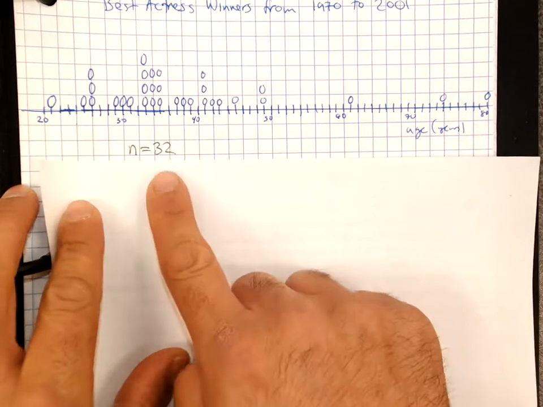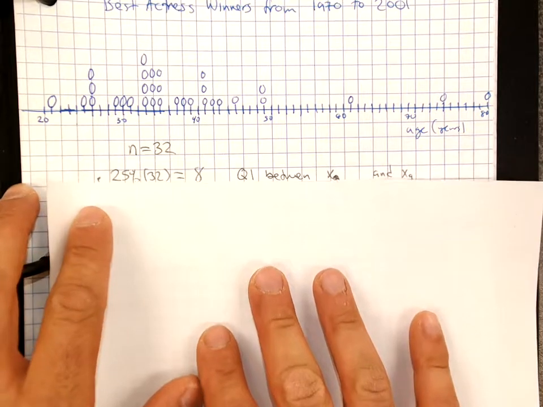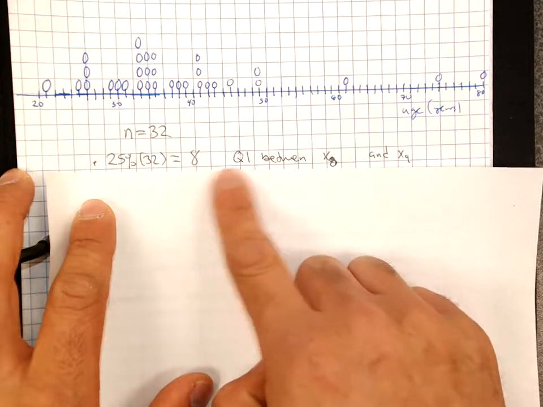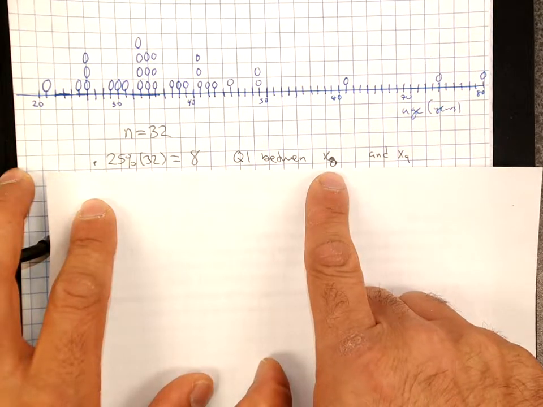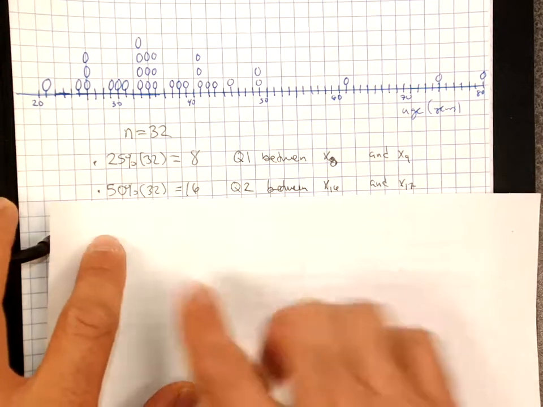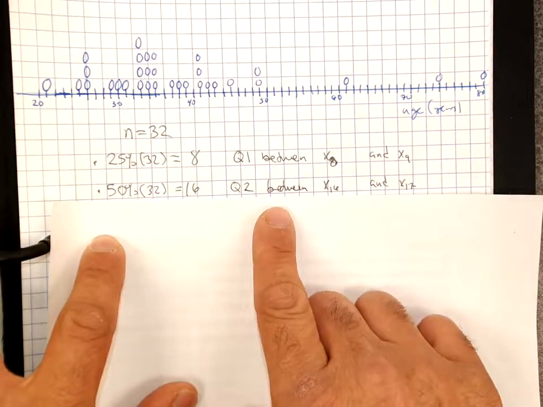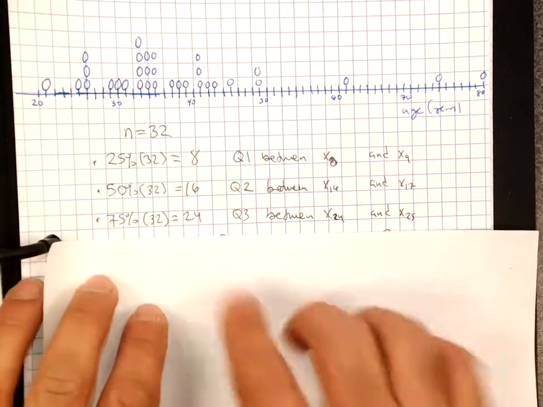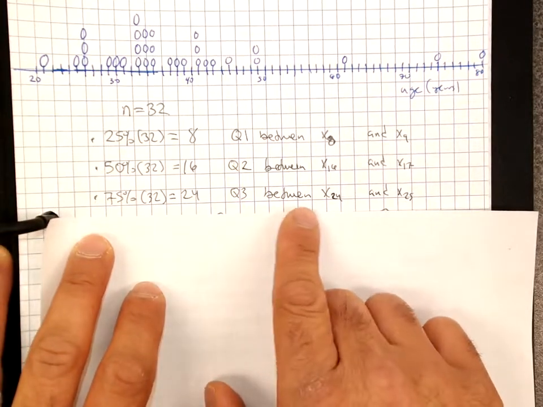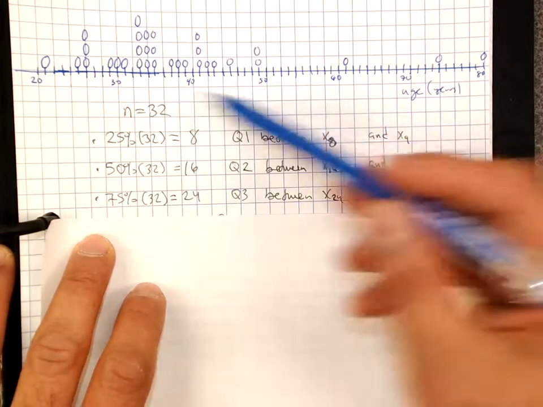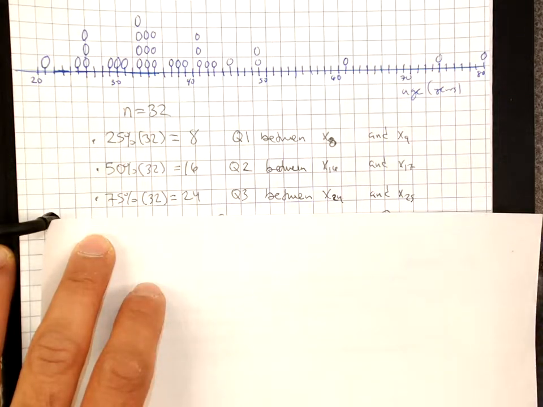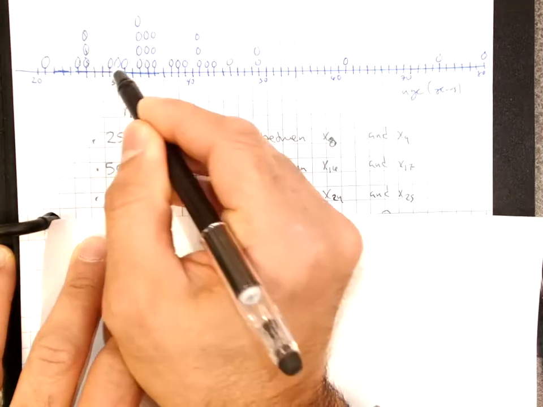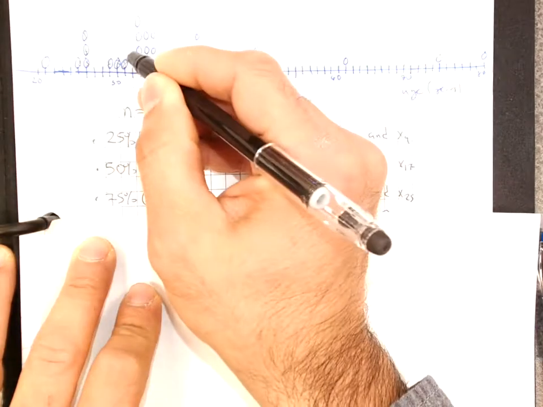First of all, there are 32 individuals here. So 25% of 32 is 8. That's a whole number. So the first quartile is between the 8th individual from the left and the 9th. 50% of 32 is 16. So Q2 is between X16 and X17. And 75% of 32 is 24. Q3 is between X24 and X25. So I just have to count from the left to see where these values actually are. Let's see. 1, 2, 3, 4, 5, 6, 7, 8. So here's X8 here.